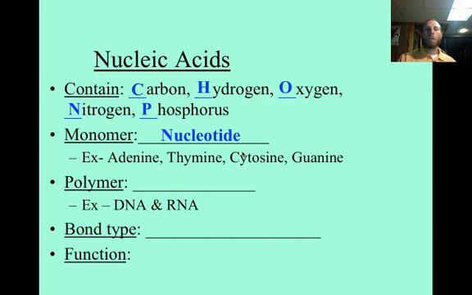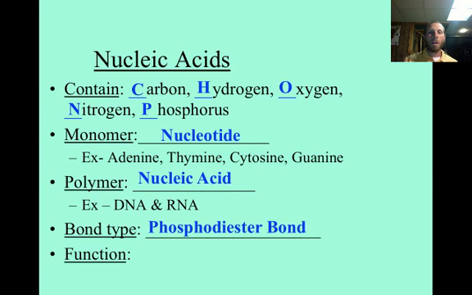There are 4 different nucleotides that are used to create the polymer of nucleic acid: adenine, thymine, cytosine, and guanine. The polymer is called a nucleic acid, and there are 2 main nucleic acids found in living things: DNA and RNA, which I'm sure you've heard of. The bond type that holds the nucleotides together is called a phosphodiester bond, and I'll point one of those out to you in a moment.